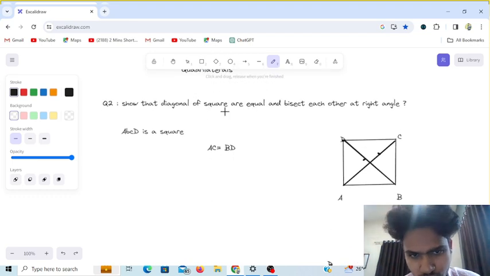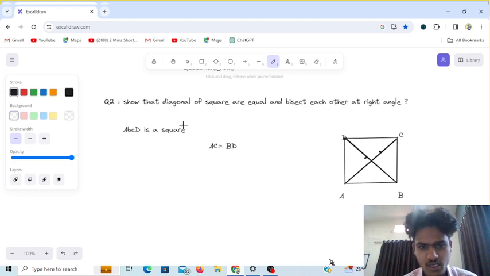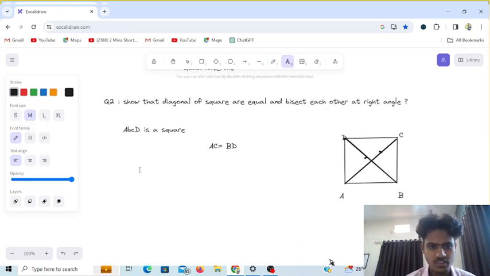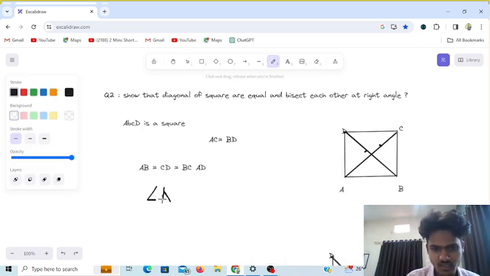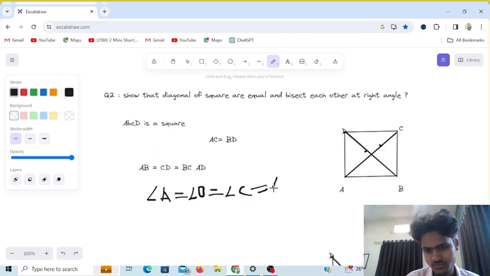And what is the property of a square? In a square, all sides are equal. Let's say AB equal to CD equal to BC equal to AD. All sides are equal and all angles are 90 degrees: angle A equal to angle B equal to angle C equal to angle D equal to 90 degrees.